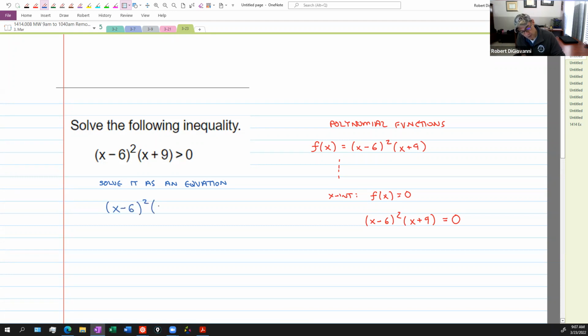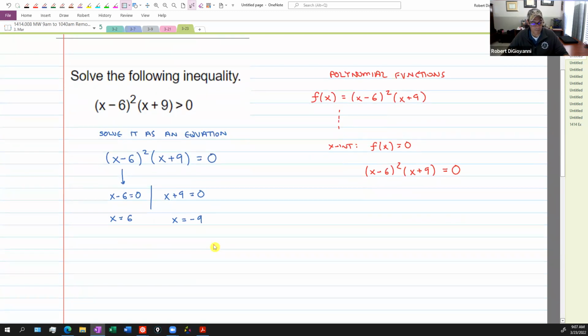Remember, we want to know when it's greater than 0, but we're going to first figure out when it's equal to 0. And since the left side of this equation is already factored, all I have to do is set each factor equal to 0. And I get two solutions, 6 and -9, right?